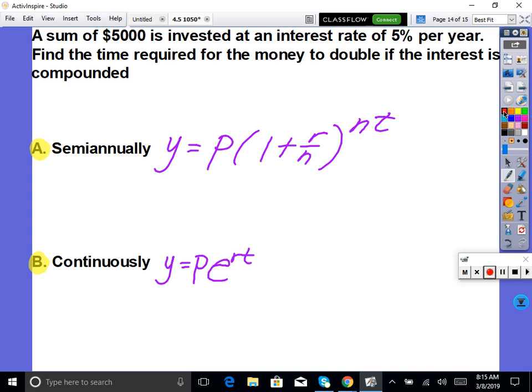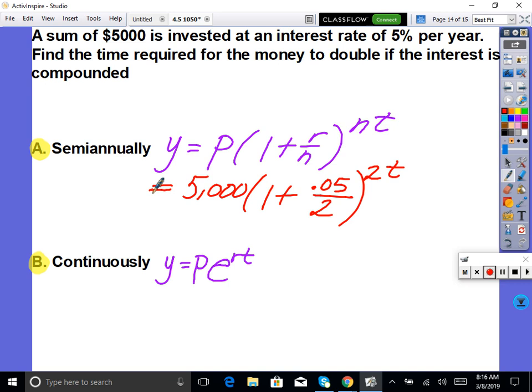So it says a sum of $5,000 is invested at a rate of 5% per year. So this one is, the put in is 5,000, yeah? Now it says find the time required for the amount of money to double if the interest is compounded in these cases. Okay, so our put down amount is 5,000 in this one. Do you agree? 5,000. Then we have our 1 plus our rate is 0.05 n semi-annually 2. So 2 raised to the 2 times t. Agreed?